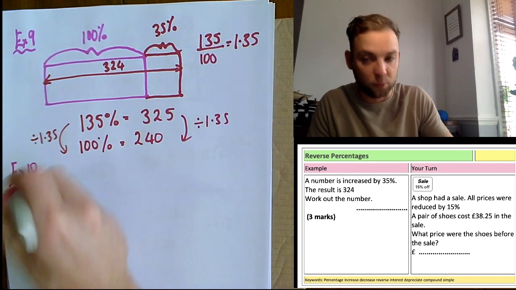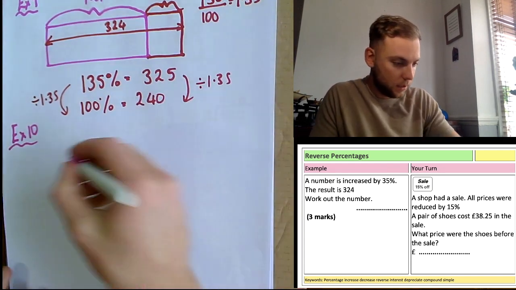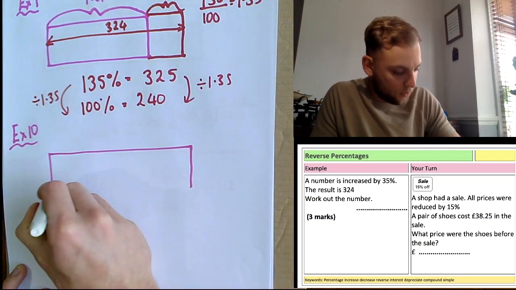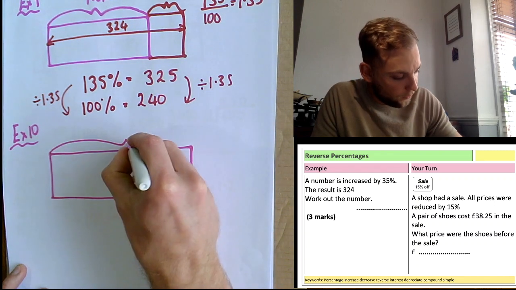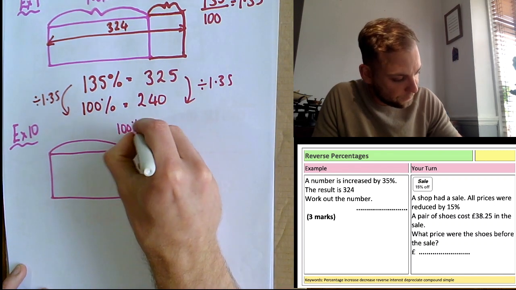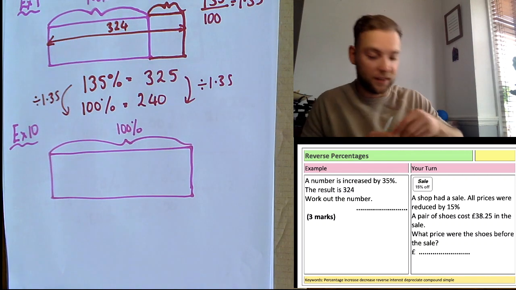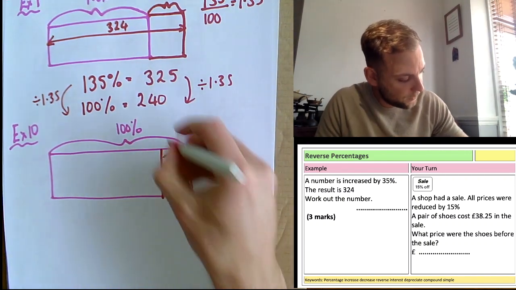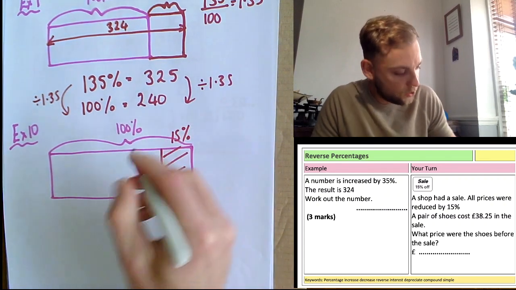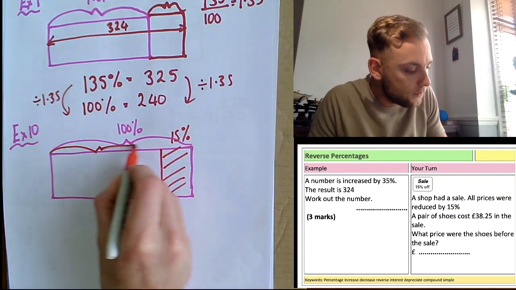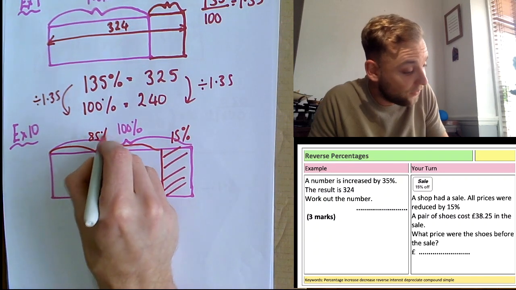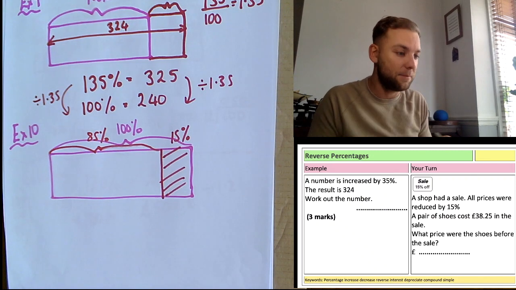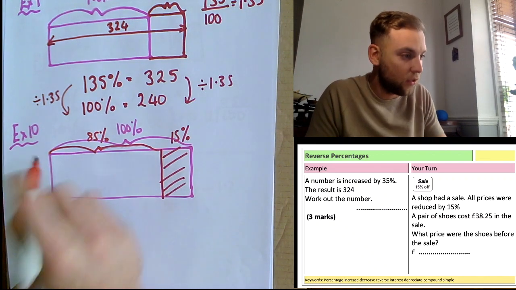So this here is example 10. It says it's been reduced by 15%. Now remember, my bar is always worth 100%. If I've been reduced by 15% and taken away 15%, so this is 15%, which means that this here is now worth 85%. Okay, 85% and the 15%. And it's telling me that the pair of shoes now costs £38.25.